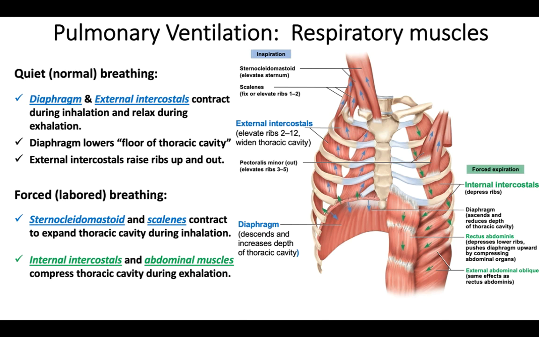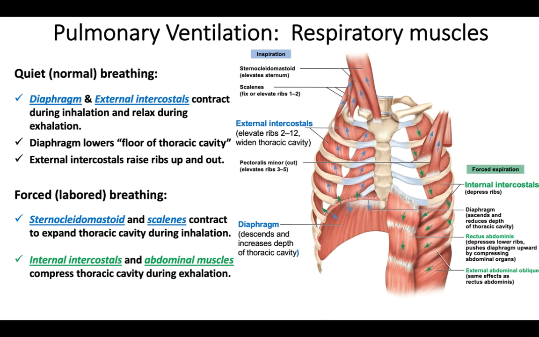Now when you start to breathe heavily, you're still going to use your diaphragm and external intercostals during inhalation, but you're also going to use sternocleidomastoid and scalenes. Those muscles are actually in your neck, and they're pulling those ribs up even more. This upper part of your thoracic cavity can get pulled up even more. So they're used when you forcefully inhale.